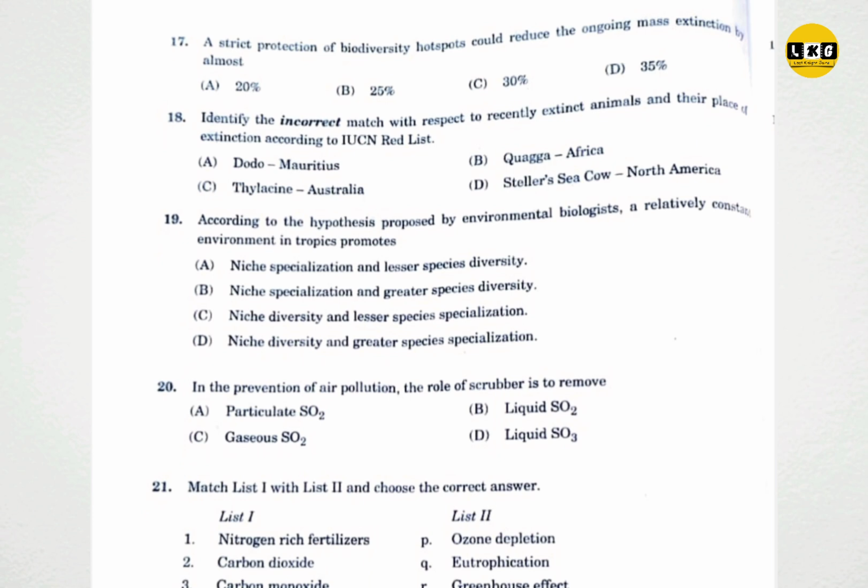A strict protection of biodiversity hotspot could reduce the ongoing mass extinction by almost. So, a strict protection of biodiversity will help in reducing the extinction by 30%. So, option C, 30%.